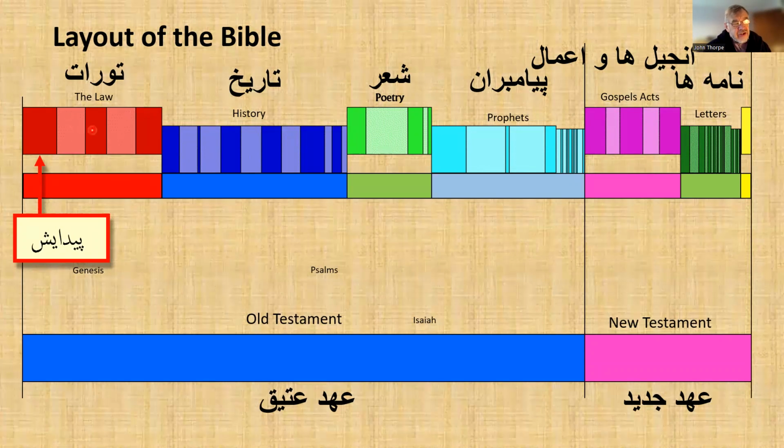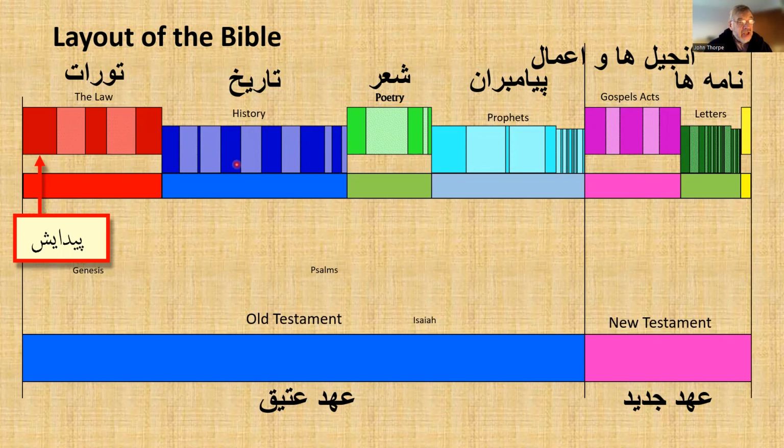From Exodus to Deuteronomy, it talks about the way that Israel was expected to live if they were serving God. That's known as the law of Moses.